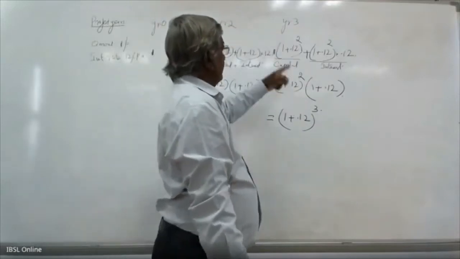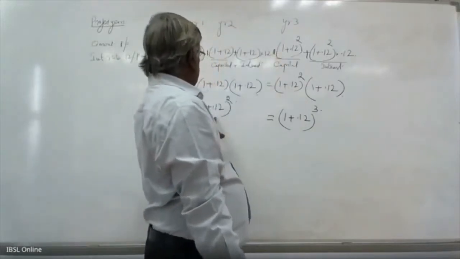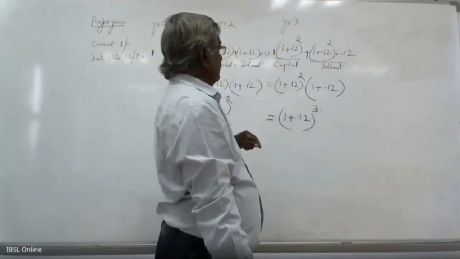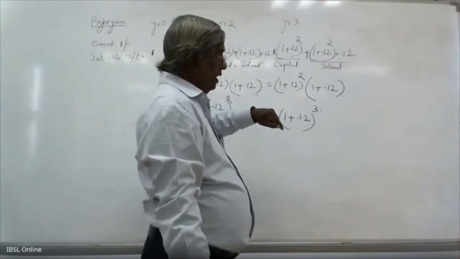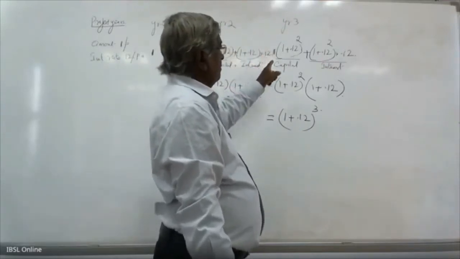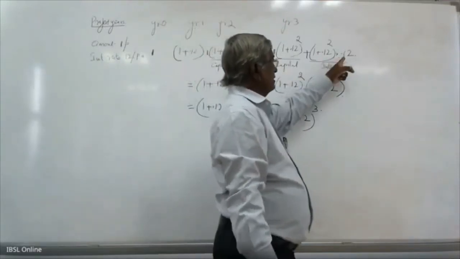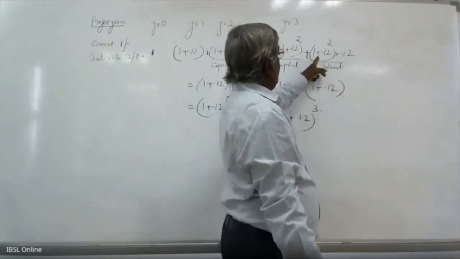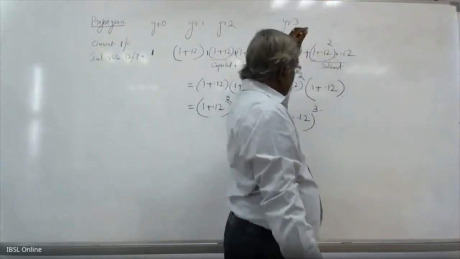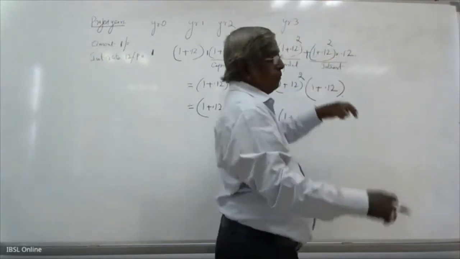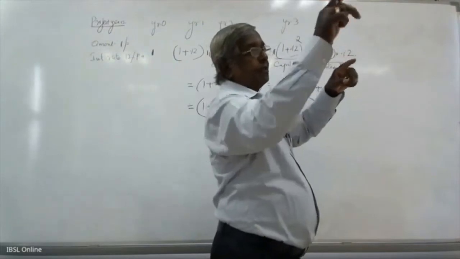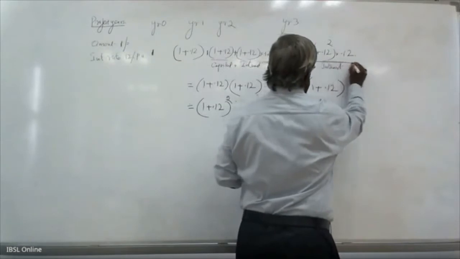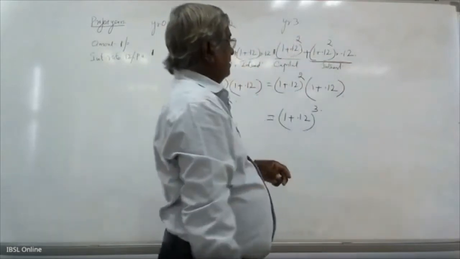Here, this is going to be the capital, 1 plus 0.12 to the power 2, plus the interest on this capital. The interest rate is 12%, so it is 0.12. So 1 plus 0.12 to the power 2, into 0.12. When you simplify, you will get this as the interest.